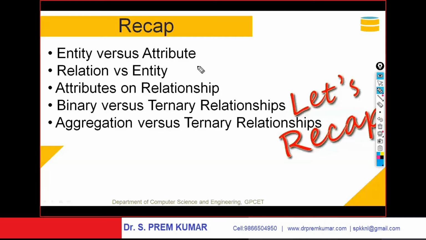For example, student is an entity. How are you able to identify him as a student? He will have a student number, name, mark 1, mark 2, total, average. All these are called attributes of the entity student. Take employee. Employee is an entity. Every employee has an employee number, name, salary, belongs to some department, some designation, and so on. All these are called attributes of the entity set employee.